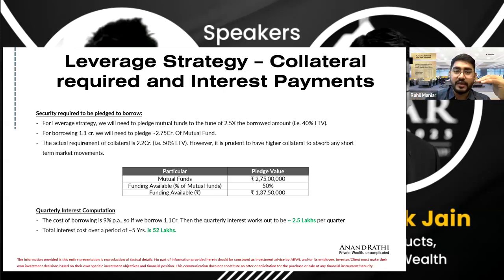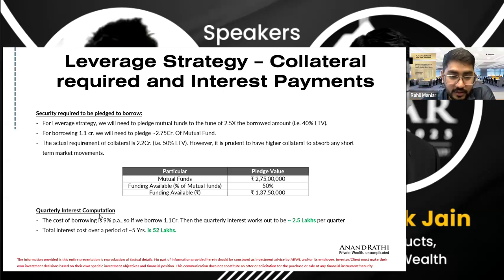Let's say you've only pledged 2.2 crores and you've taken a loan of 1.1 crores, and the market corrects by 5%. You will be in a place where you'll have to go back to the client and say, sir, give me another 10 lakhs, another 5 lakhs, another 15 lakhs in order to pledge. To not be in that situation, we are taking a higher margin. So with 2.75 crores at 50%, ideally you get about 1.37 crores, but we'll only take funding of 1.1 crores.